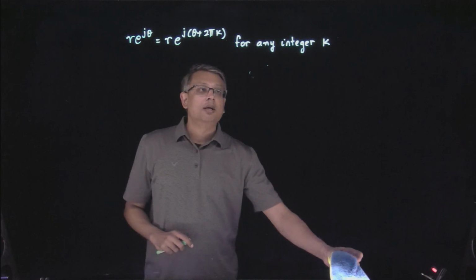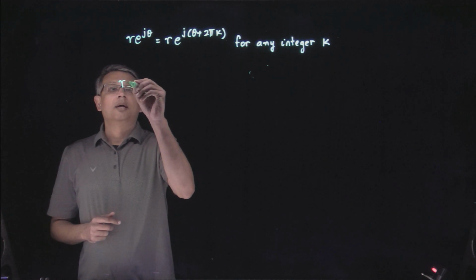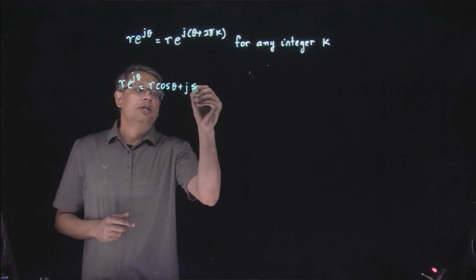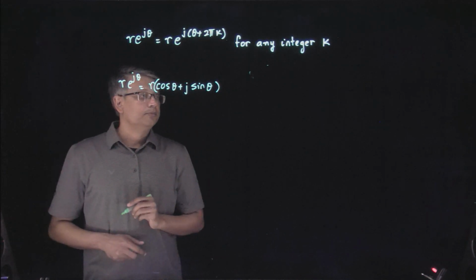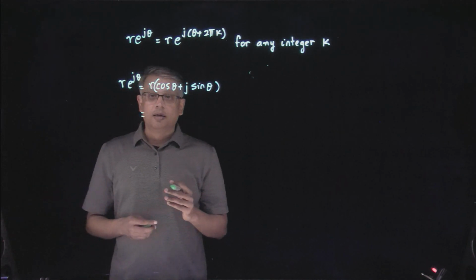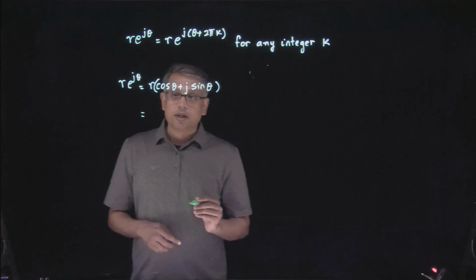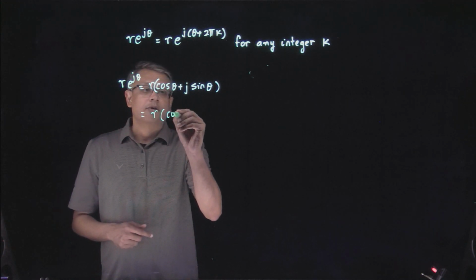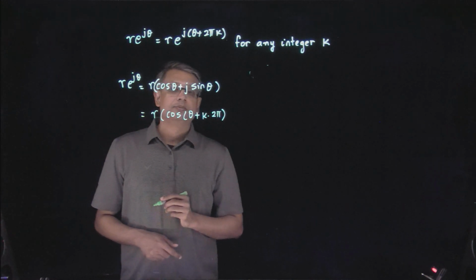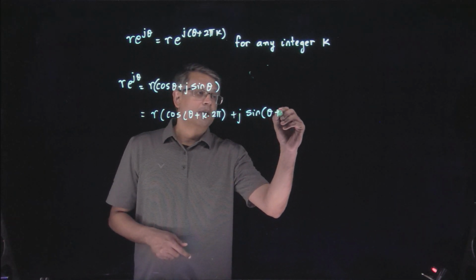And this can be seen in two different ways. Now we know that Euler's formula tells us that r times e to the j theta is r times cosine theta plus j times sine theta. And we know that cosine theta and sine theta are both periodic functions. So if you add 2 pi to the angle, the cosine and sine do not change, right? So if I were to take theta and add any integer multiple of 2 pi to it, then that does not change sine or the cosine.